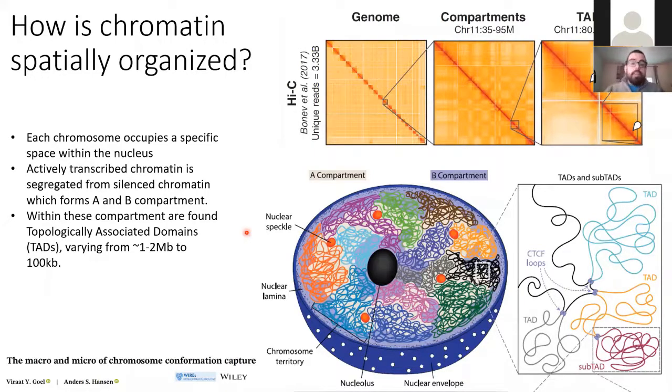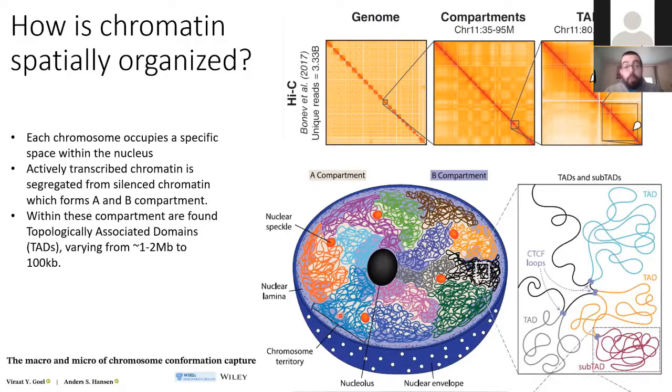Within the nucleus, all the chromosomes that form our genome are organized within chromosome territories, each of the chromosomes having their own space in the nucleus of our cells. Then within this territory, the actively transcribed chromatin is going to segregate itself from the silent chromatin in what we call compartments, A for active and B for inactive. This segregation is thought to happen because of the biophysical properties of chromatin when it's active or inactive.